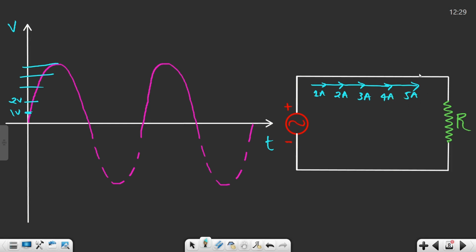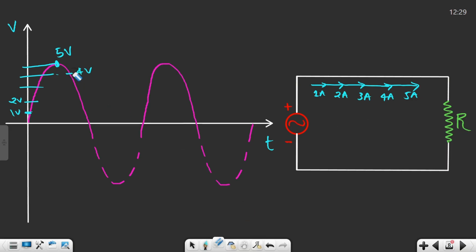This will be the fastest speed that the current or the electron will achieve, right? 5 ampere. But what will happen after this particular point? Let's say this is 5 volts. After this point again I'll get 4 volts, right? Hope this particular part is clear. So this will be 4 volts. So for that, what will happen?